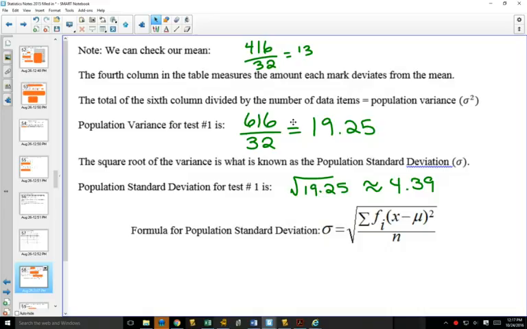So again, the notation in here, we've got the sigma sign for sum. Here's all of our frequencies of each individual one multiplied by the square of the difference between the value and the mean, divided by how many you have. Now this formula isn't on your formula sheet because for the most part we're always going to calculate standard deviation and variance with our calculator.